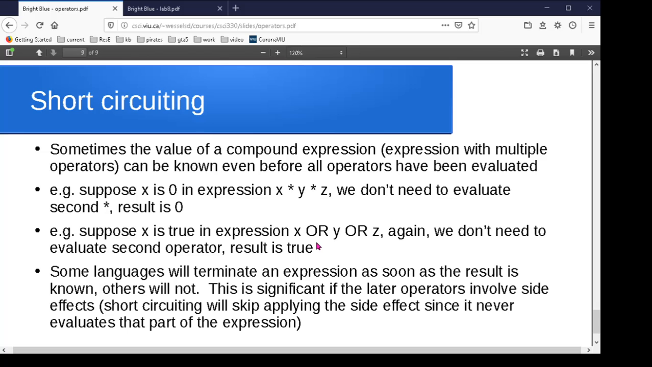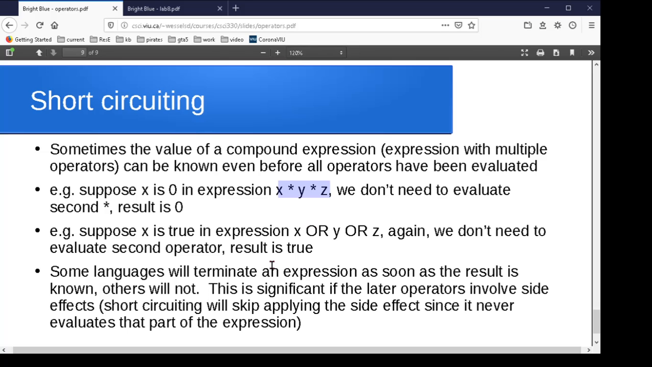But where it's really got an impact is the situation where our operations have side effects. So again, suppose this multiplication expression was x plus plus times y plus plus times z plus plus. If I knew that x was going to be 0, and I knew that the result of that first multiplication was therefore going to be 0, and I didn't need to evaluate the y, then if I'm short-circuiting, maybe I don't perform the y plus plus because I don't look at it. Whereas if I'm not doing short-circuiting, if I'm doing a full evaluation, then no matter what, I go through and apply all of the side effects.